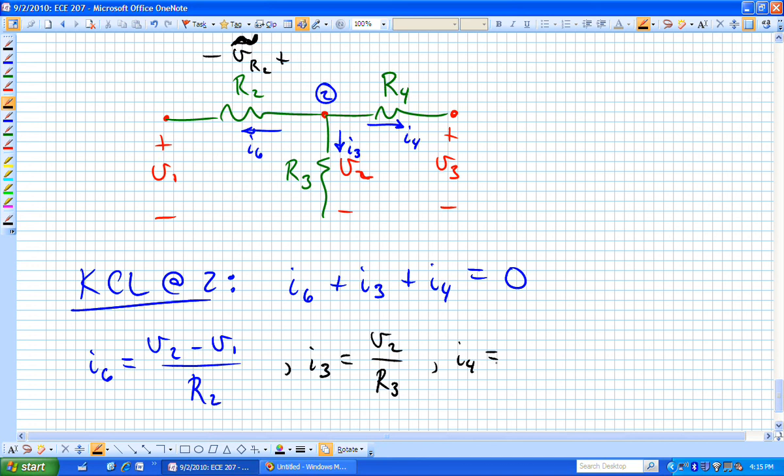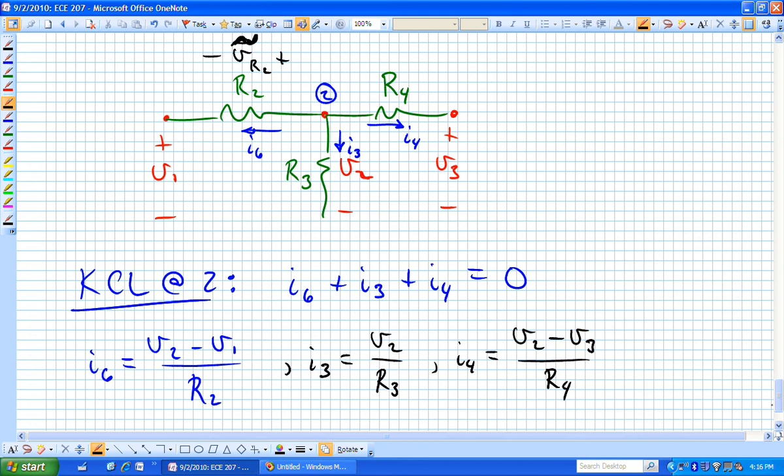Use the same strategy we just used to find I sub 6. Where are we starting? We're starting at V sub 2, aren't we? We want I sub 4 to be positive going to the right. So we now want the voltage dropped across R4 from left to right to be positive. That means it's V2 minus V3. So we have V2 minus V3 over R4. Questions on that? And now we need to combine all of those.